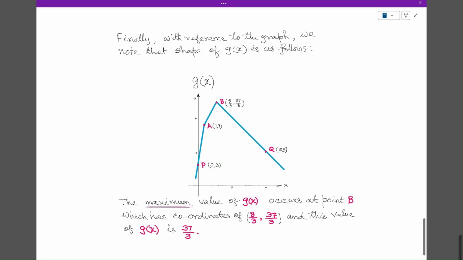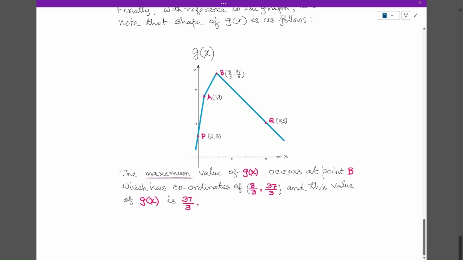Finally, with reference to the graph, we note that the shape of g(x) is as follows. In this graph, g(x) is plotted. You can see point P, which is occurring for x = 0, with the coordinates (0, 3), point A with the coordinates (1, 9), point B with the coordinates (8/3, 37/3), and Q with coordinates (10, 5). So this is the locus of g(x).